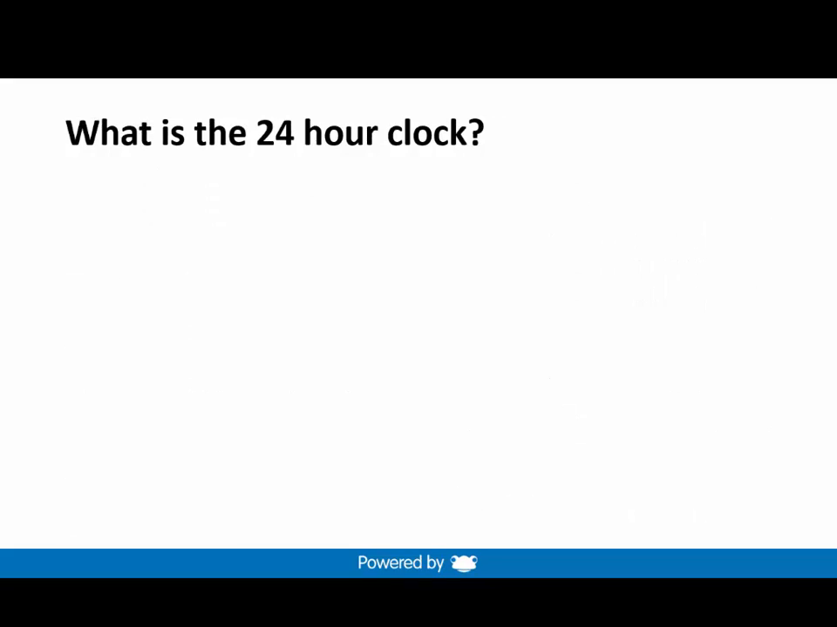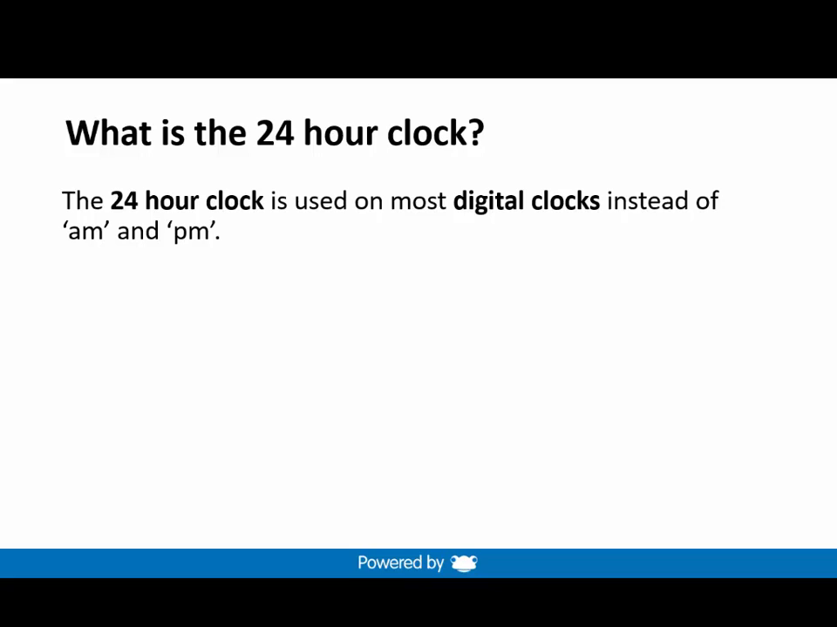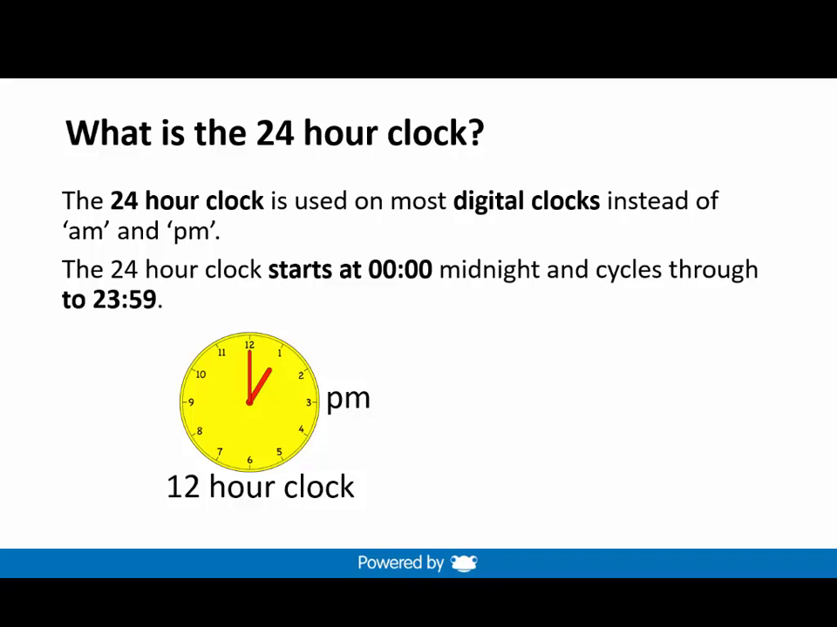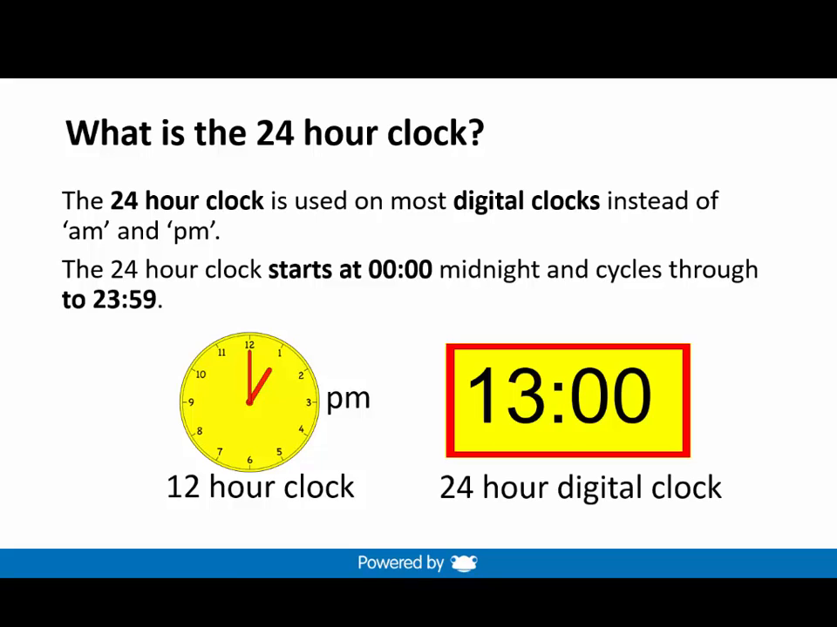So what is the 24-hour clock? The 24-hour clock is used on most digital clocks instead of AM and PM. The 24-hour clock starts at 0000, which is midnight, and it cycles through to 23:59. So in 12-hour clock, we would say that this is 1 PM. But in 24-hour digital clock, we would say that it's 13:00.